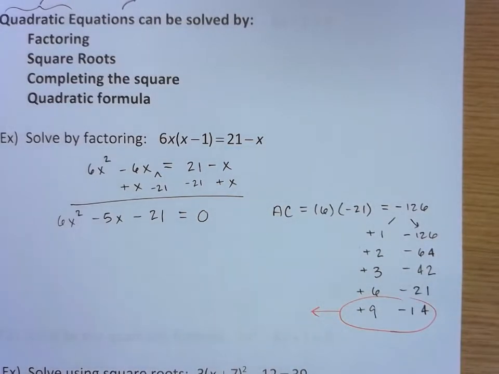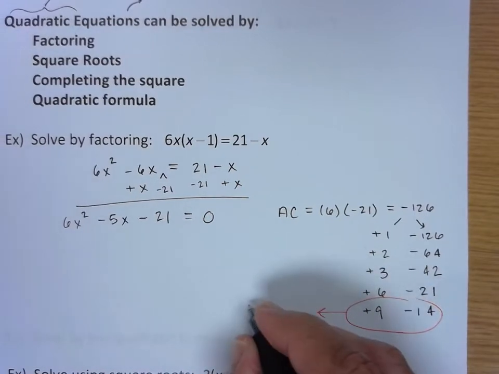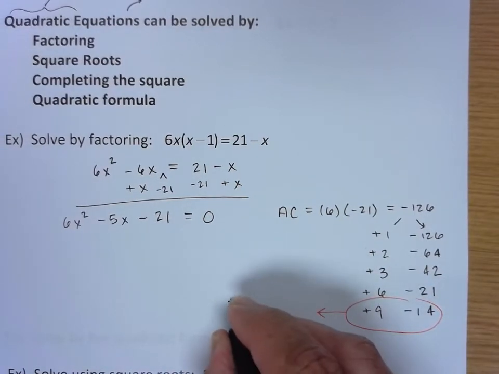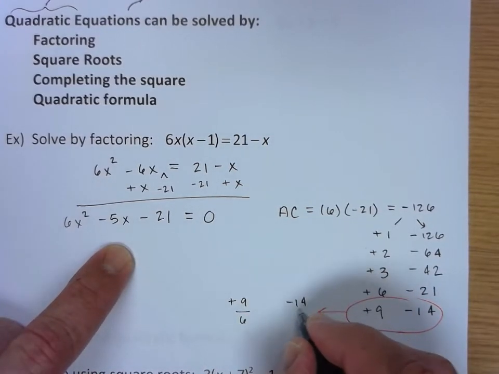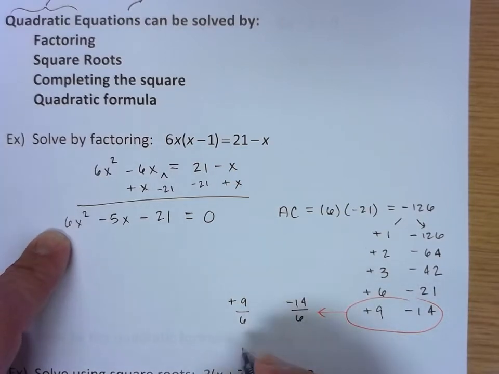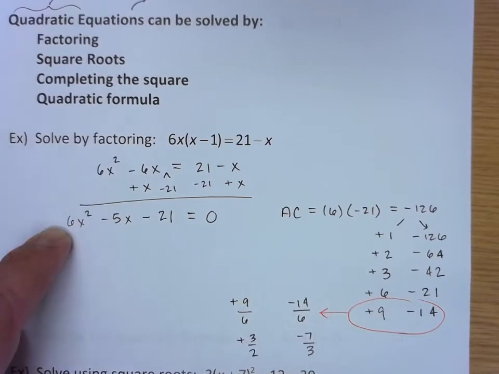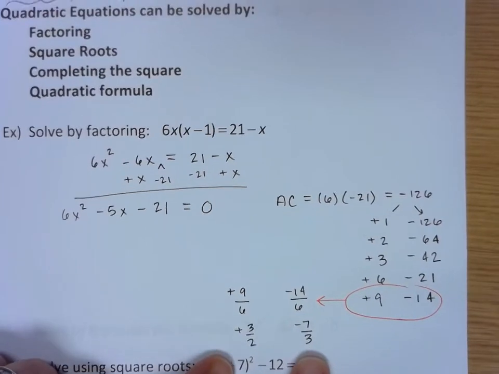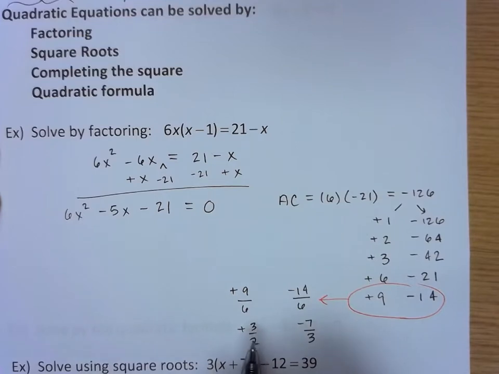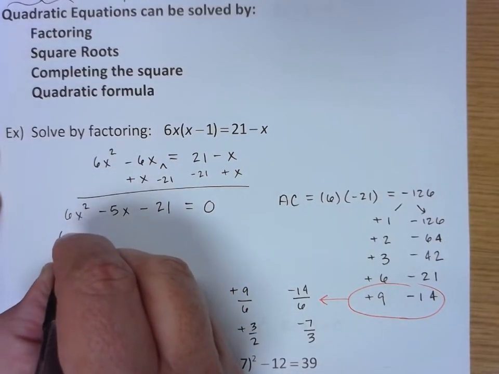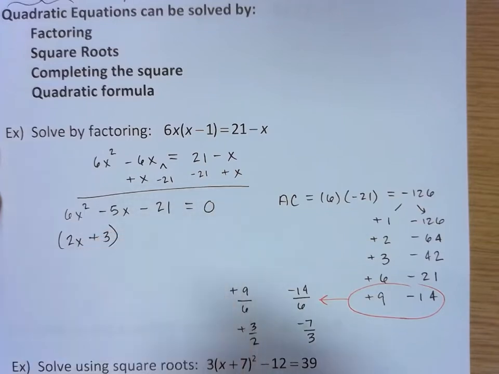So that means our factors come from positive 9 divided by 6, and negative 14 divided by 6. And those reduce to plus 3 halves, and this reduces to minus 7 thirds. So remember, these fractions tell you the binomials. The binomials for your factors are going to be 2x plus 3, and the other binomial factor will be 3x minus 7.